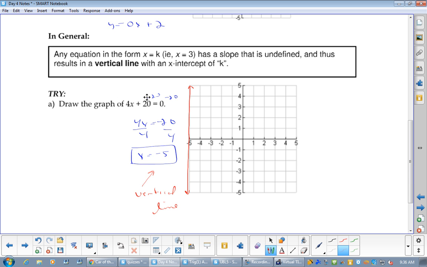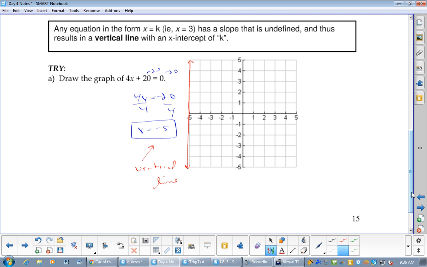Okay? So x equals, it's a vertical line. Y equals is a horizontal line. Okay, and we call it k because it's just a number. And it will intercept at k.